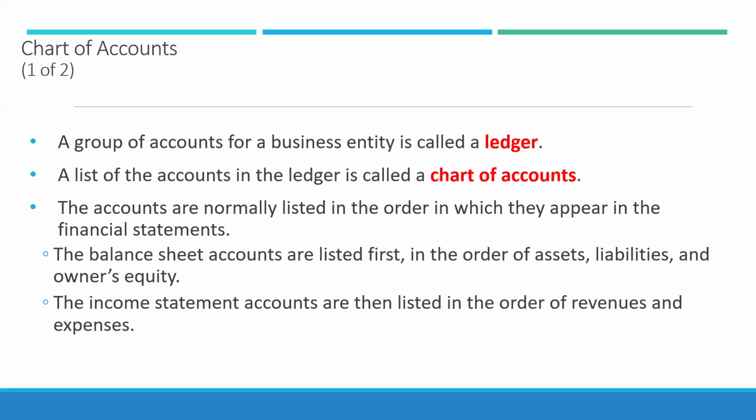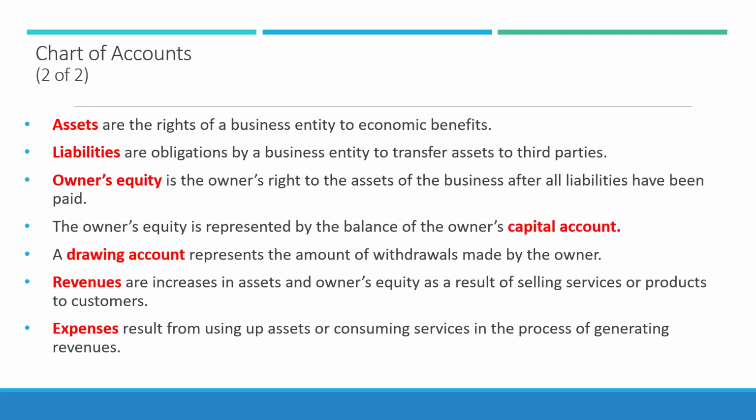And that's kind of included in the whole chart of accounts concept, but the chart of accounts is just a list of all the accounts of the business. You have assets, liabilities, owner's equity, which also includes the dividends or drawing account, owner withdrawals, things like that, and then revenues and expenses.